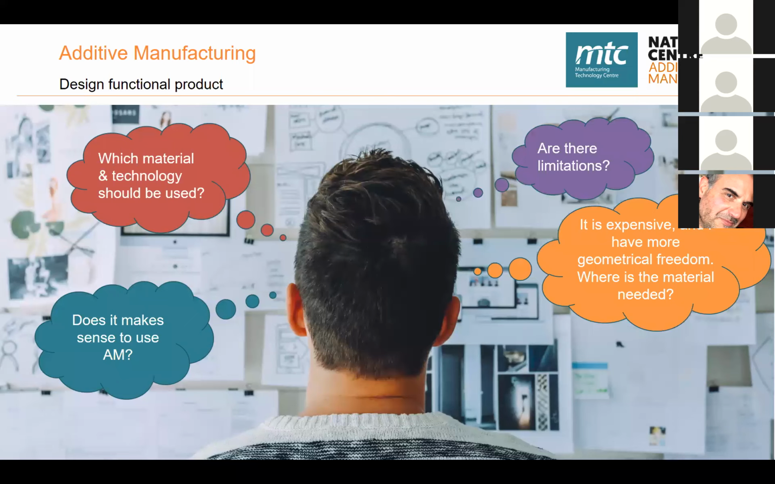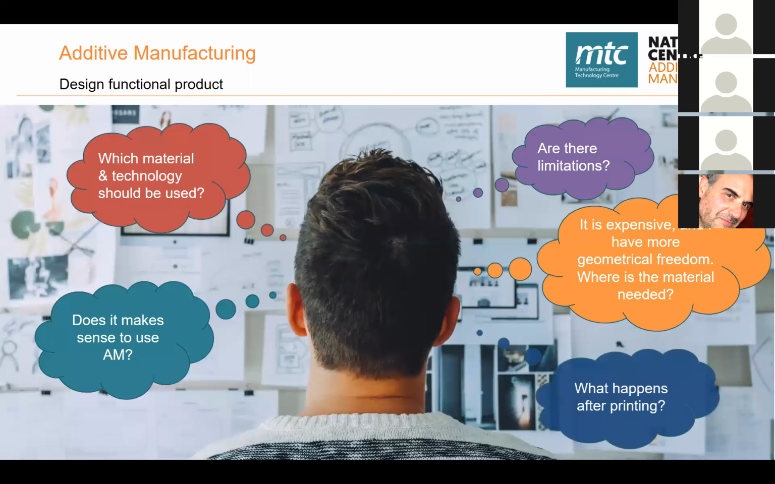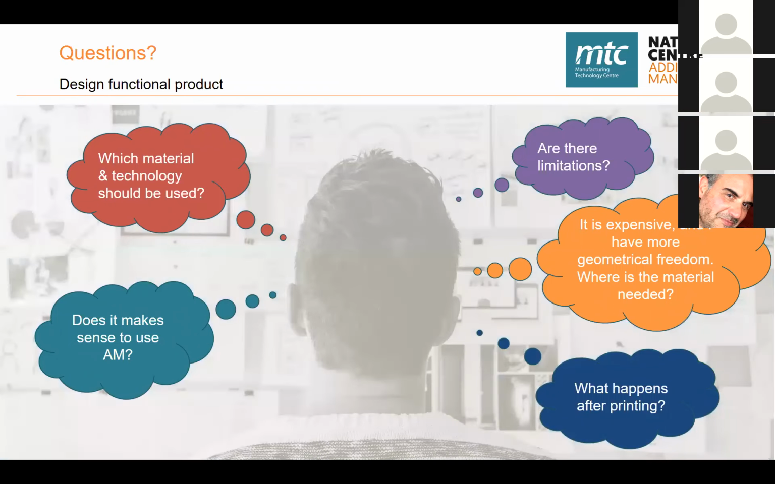So I have more freedom of designing, but there are some limitations on it. Or what happens after we print? Those are the questions that you have when you design a functional product, not just printing it, but when you want to produce a functional product. Those are some of the questions that you have in your mind. So I wanted to now open for questions. What are the questions that you think the designer needs to ask himself when designing a functional product using 3D printing, for using it as a manufacturing technology?